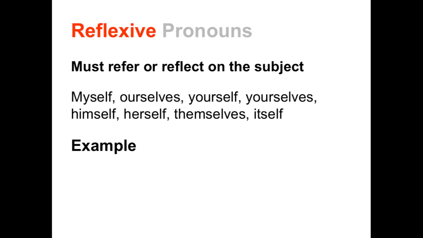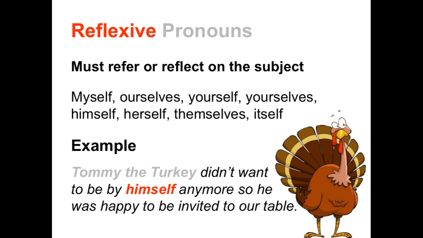Here is an example of a reflexive pronoun being used correctly. Tommy the turkey didn't want to be by himself anymore, so he was happy to be invited to our table. Himself is taking the place of Tommy the turkey's name. We don't use the subjective form he because in this part of the sentence it's not taking an action, and we do not use the objective pronoun him because we're referring back to the subject, which is Tommy the turkey. Therefore, we must use the reflexive pronoun himself.